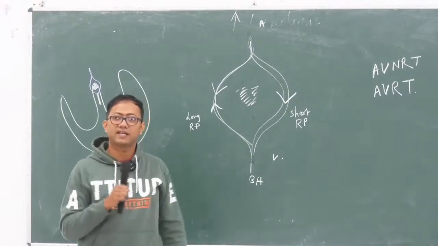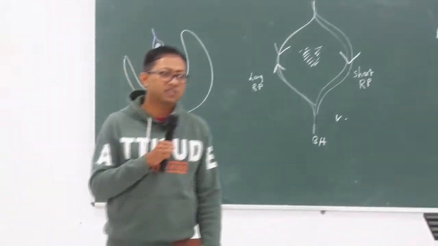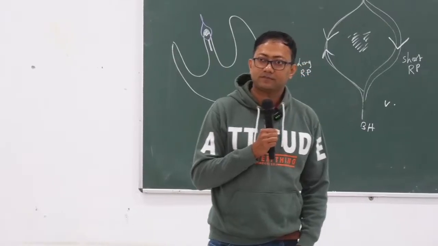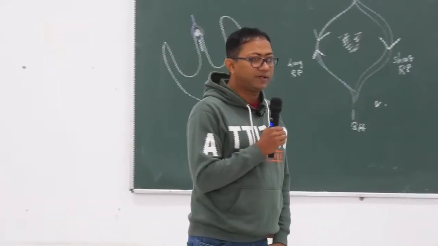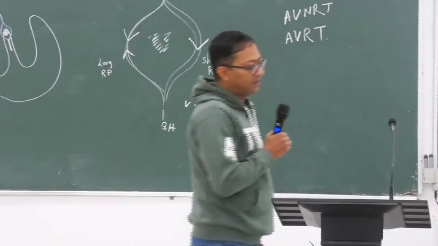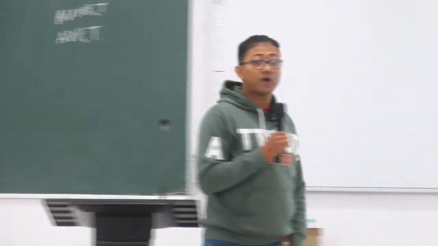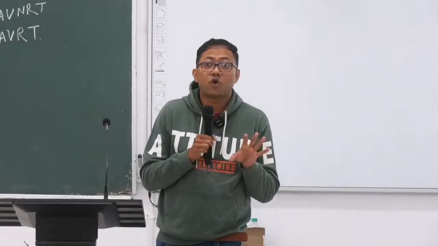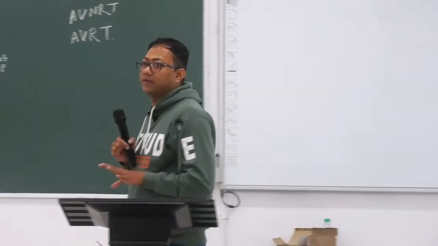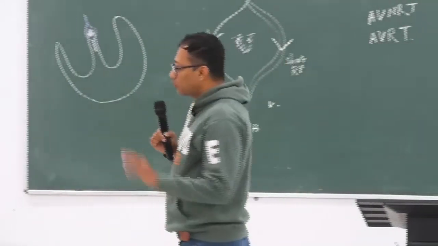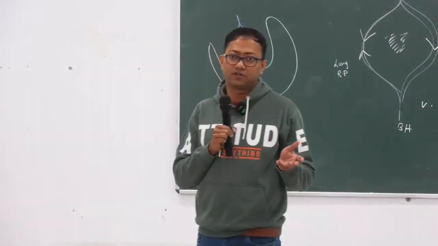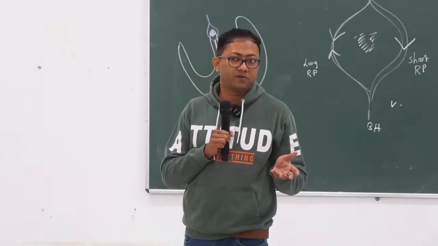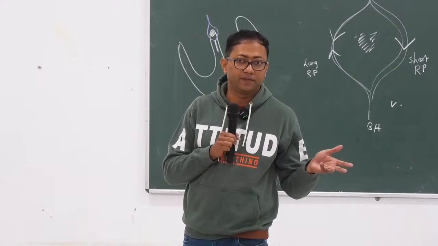Now, this action potential has two options. It can take the slow pathway or it can take the fast pathway. Now what will happen? Because the refractory periods are not the same for the slow pathway and the fast pathway. The slow pathway has a short refractory period, and the fast pathway has a long refractory period.